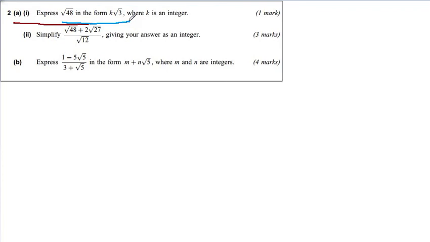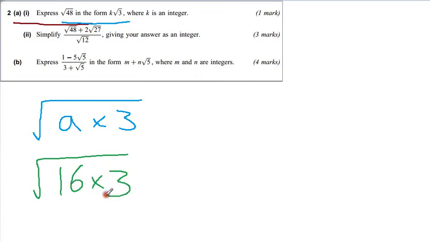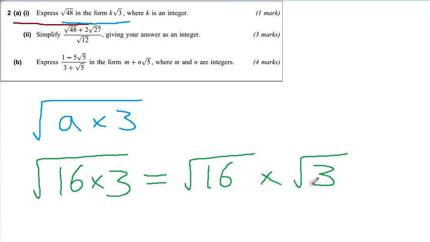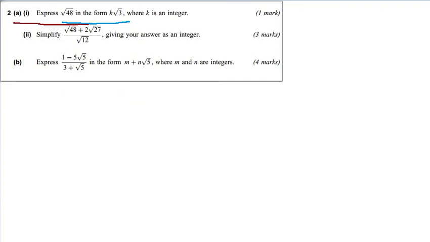So we already know we're looking for a root of, so something, let's call it a, something times by 3. So what's 48 divided by 3? It's 16. So the root of 16 times 3 is the same as the root of 16 times by the root of 3. So what do we do with that? Well, the root of 16 is 4. So 4 root 3. That's our answer. K is equal to 4. Easy 1 mark. Nice starter for the question.